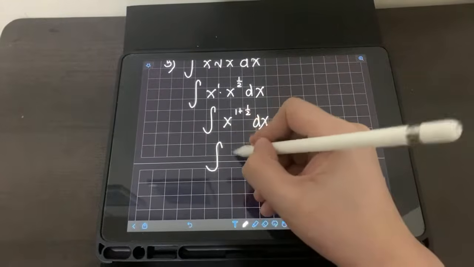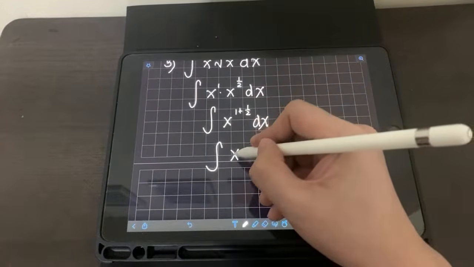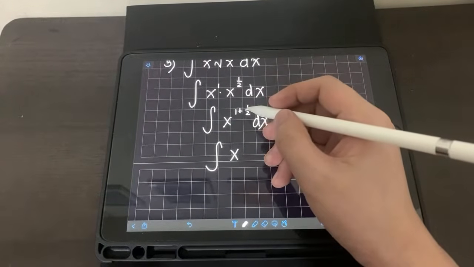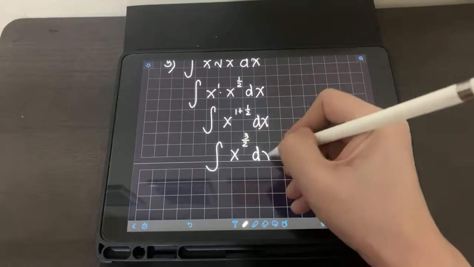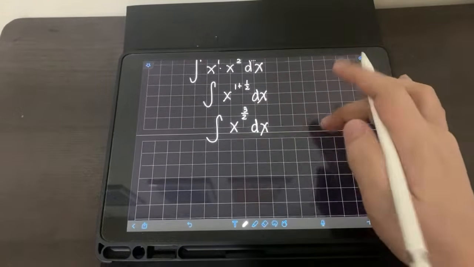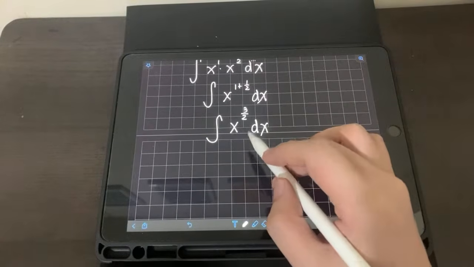So integral of x raised to, so what is 1 plus 1 half? 1 and 1 half, or in improper fraction, 3 halves. Okay, dx. So we can evaluate this integral using power formula again.